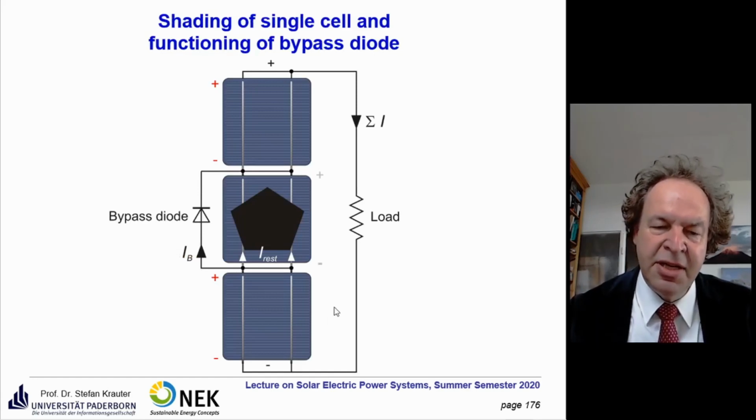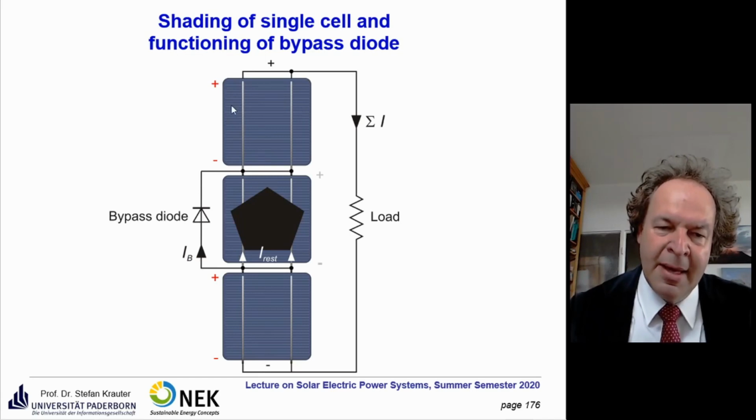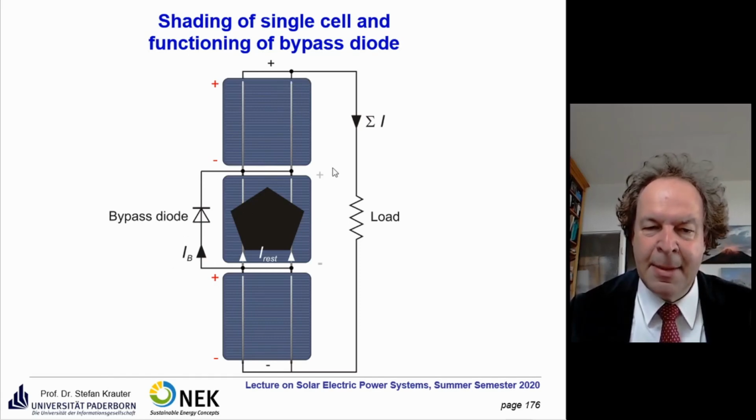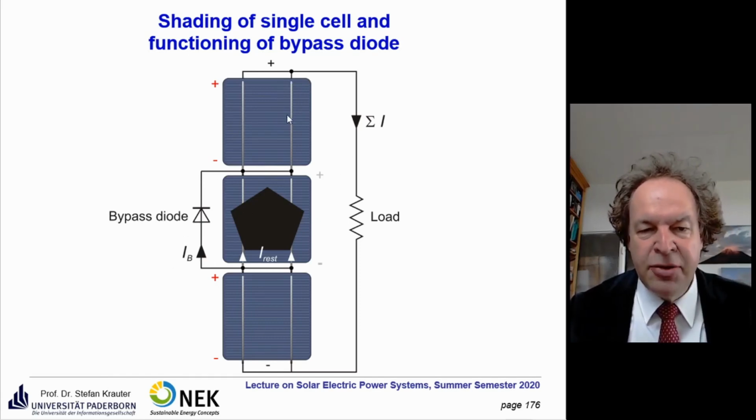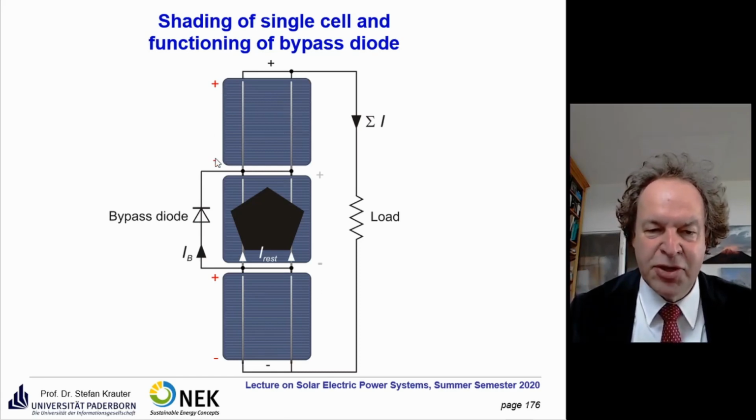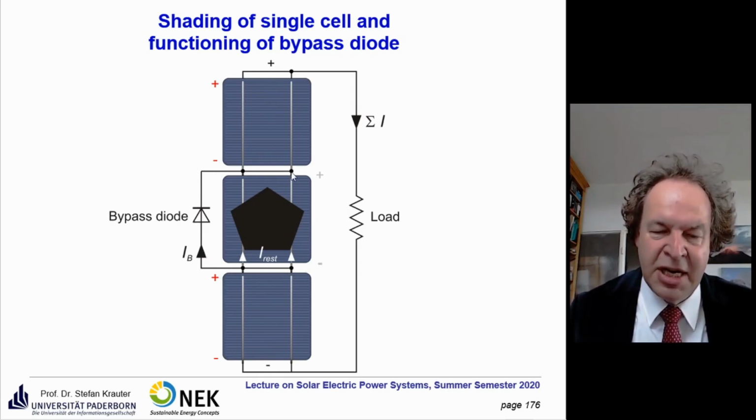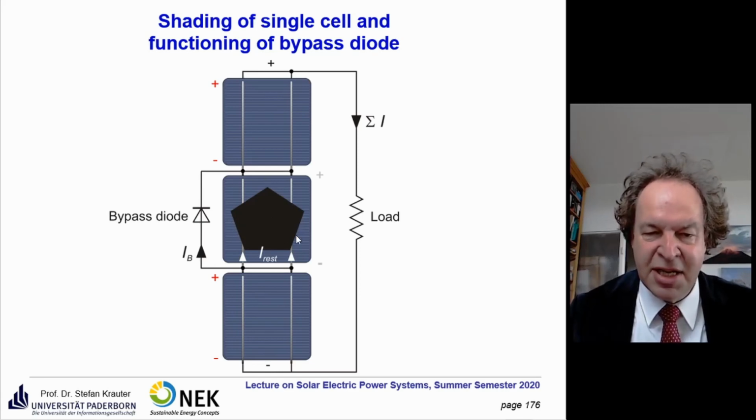So you can see it here. Here we don't have 36 cells, we only have 3 cells. Normally, disregard the bypass diode, please. Usually what happens here is you have first fully illuminated cells. So we have plus minus from the first cell, plus minus from the second cell, and plus minus from the third cell. So all the voltages add up. The current is all the same. And now we have this leaf on this cell, 75% covered. So the irradiance is drastically reduced.